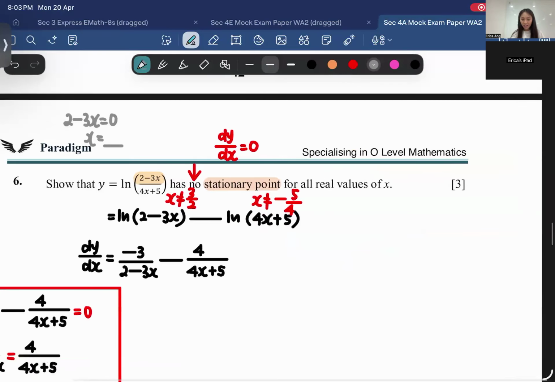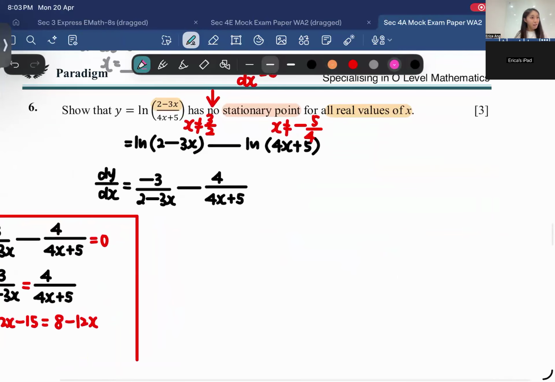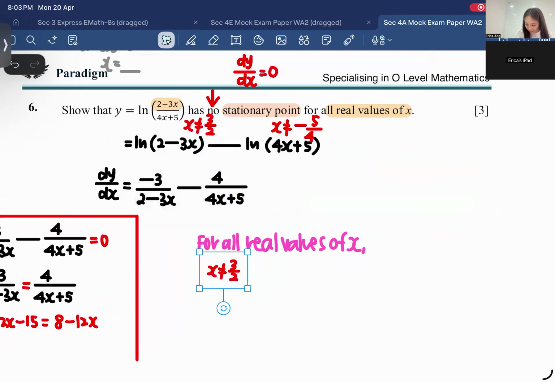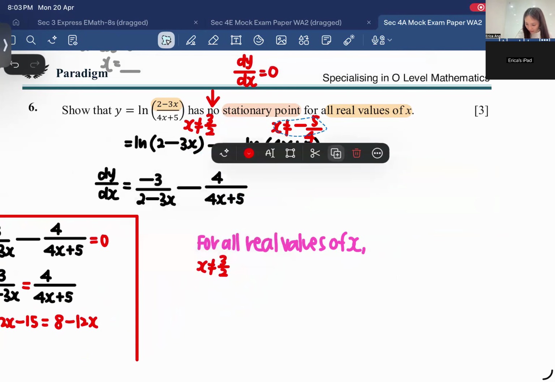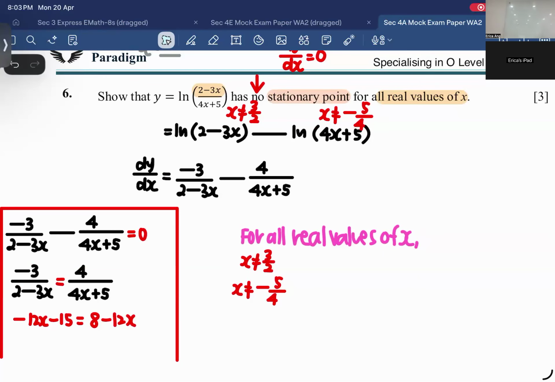So what we have here is that you all saw this phrase: for all real values of x. How do you explain this? You should explain, okay, this is the correct one now: for all real values of x, but what are the values we don't want? We don't want this, we don't want this. When we don't want these two, let's see what we understand from here.